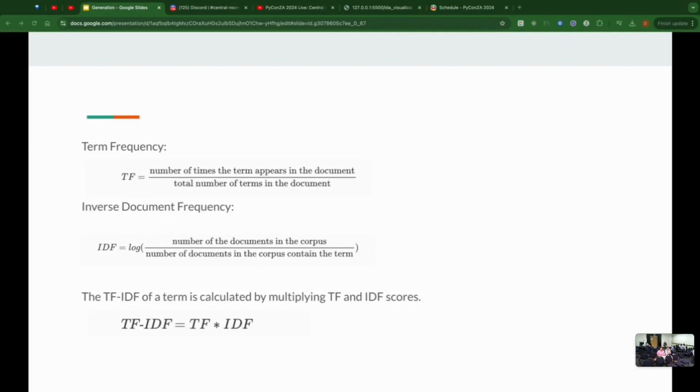This is the overall formula. TF is the number of times the term appears in the document. This is multiplied by the second part, the inverse document frequency, which is the number of documents in the corpus divided by the number of documents in the corpus containing that term. And we take the log of this.